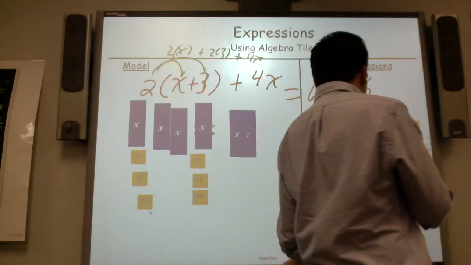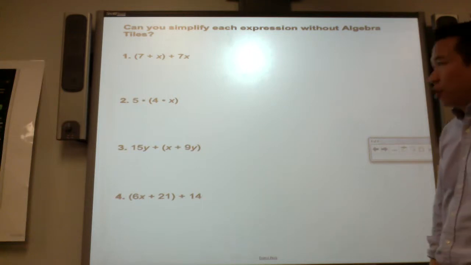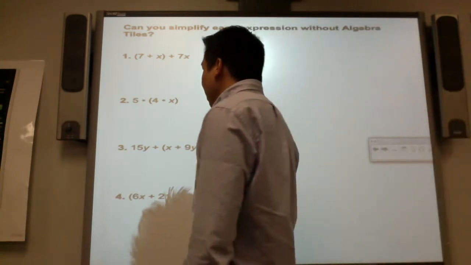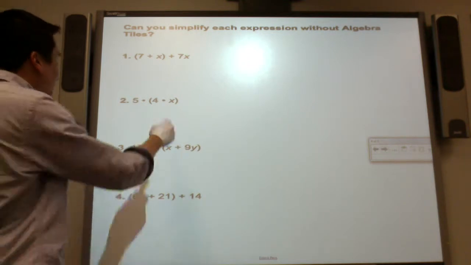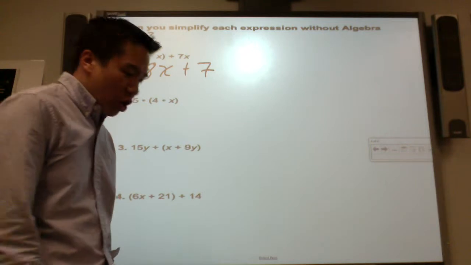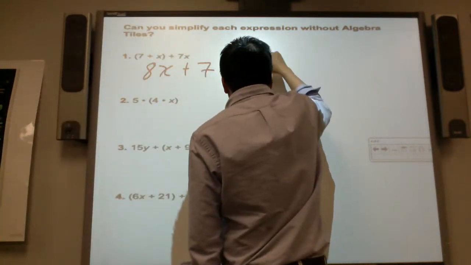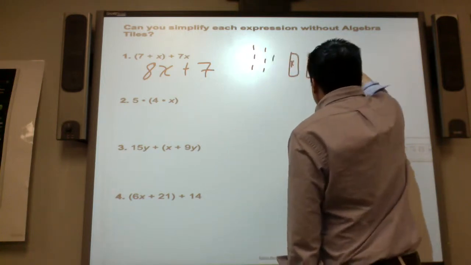So let's see if we can do some now without using algebra tiles. First one, number 1, you have 7 x's, and you have an x with it. How many x's do you have? 8 x's with the 7. If you want me to draw it, I will draw it. You have 7 ones. You have an x. You have 7 x's.